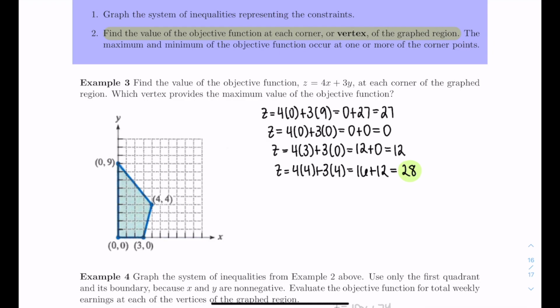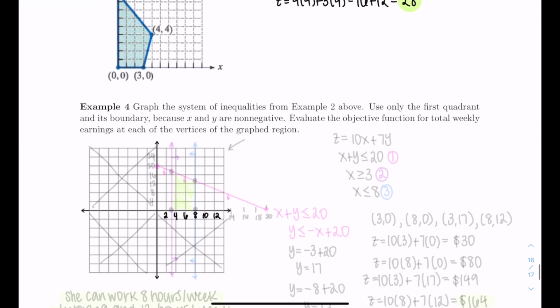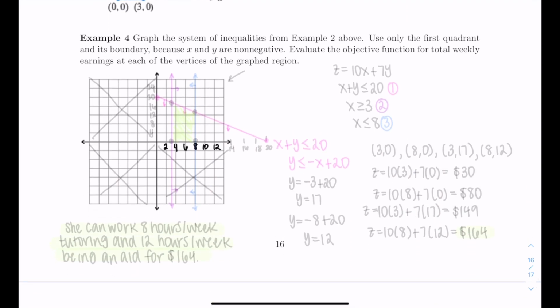And let's put this all together. For example number 4, we're going to graph the system of inequalities from example number 2 above. We're going to use only the first quadrant and its boundary because x and y are non-negative. We're going to evaluate the objective function for total weekly earnings at each of the vertices of the graphed region. So I am going to just copy and paste what the objective function was from the first example. That was z equals 10x plus 7y.